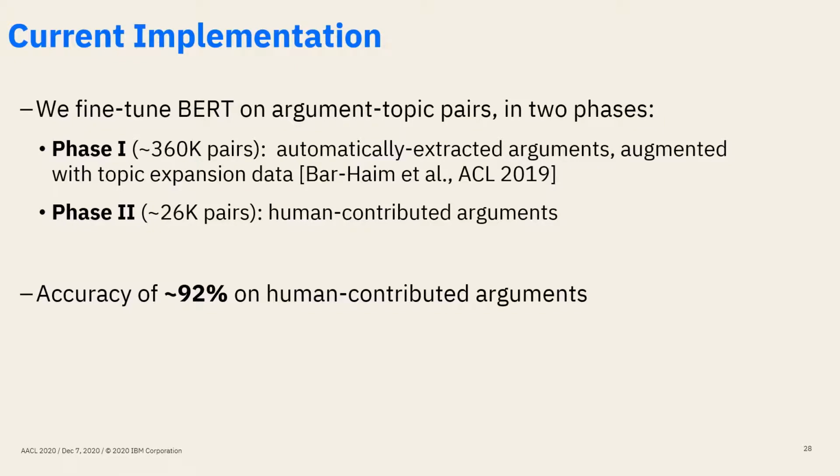After the live debate, we upgraded stance classification implementation to use BERT. We performed 2 phases of fine-tuning over the pre-trained BERT. First, we trained on arguments that were automatically extracted. This dataset was automatically augmented by using consistent and contrastive expansions from our work on debate topic expansion, which was described by Liat in the previous section. In the second phase, we continued the training using about 26,000 human contributed arguments. This classifier achieves high accuracy of around 92% on the arguments composed by humans.